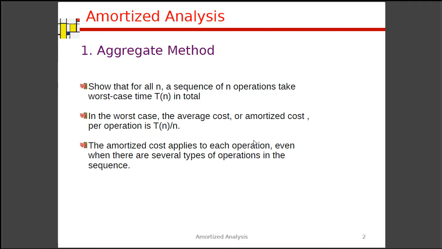In the aggregate method, for all n operations, a sequence of n operations will take worst case time, that is T of n. That means if one operation is taking 1 unit, then all n operations will take T of n in total time. In the worst case, the average cost or amortized cost per operation is T of n divided by n. That means it is doing aggregation of the overall cost which is required for the performance of all the operations.